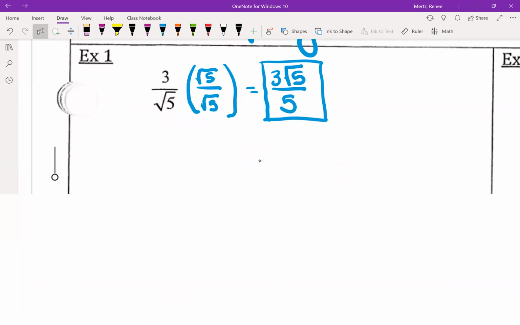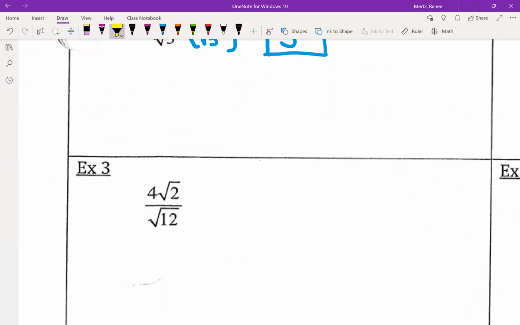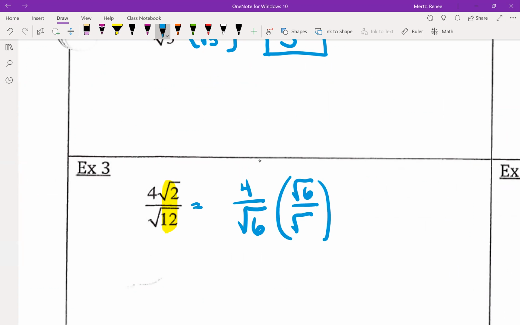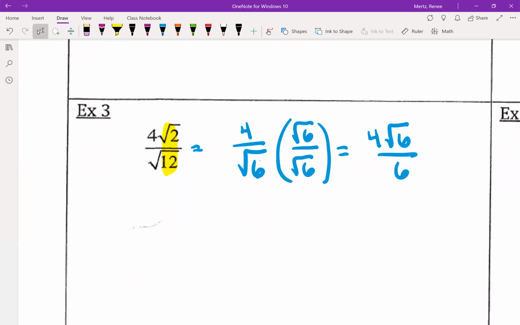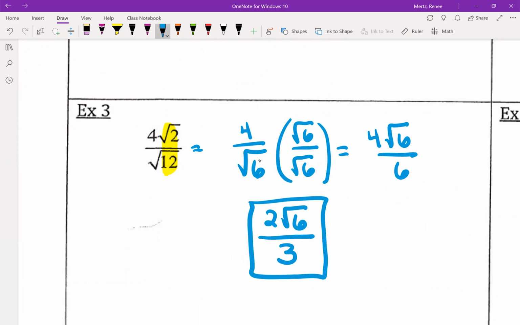For example 3, do the same thing. Simplify them first. So reduce this. After you reduce it, what are you left with? So we have 4 over the square root of 6. We're going to multiply the top and the bottom by a radical 6 over a radical 6. So we're left with 4 radical 6 over 6. The 4 and the 6 can be reduced, so we have to go one more step. So you can either put that fraction in your calculator to reduce it, or you can just divide them both by 2. So we get 2 radical 6 over 3.